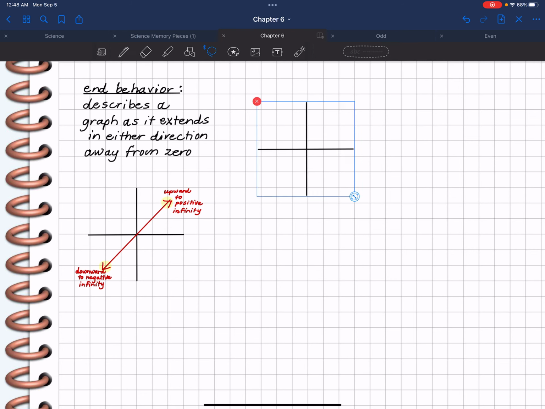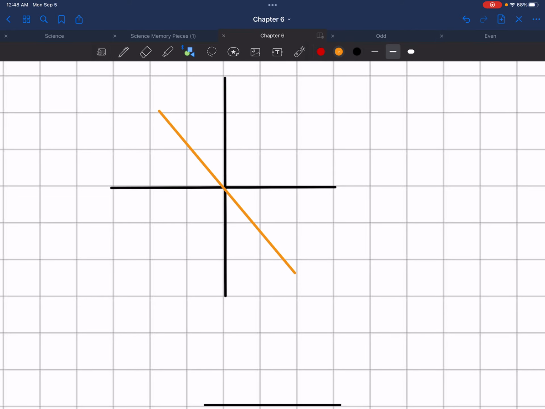So let's try another one. This time I want a negative slope passing through origin. So I'll use a different color just to keep them straight. And here it comes. Whoa, that's not good. Down through the origin. Okay? Or close to the origin. But it's not the intercept this time that I'm interested in. It's the end behavior. What is that graph doing on the ends?